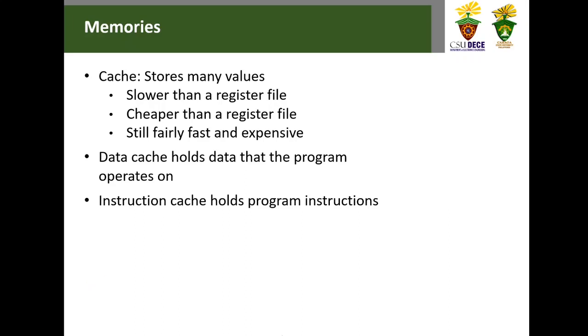So another type of storage elements are the memories. Under memory, we have cache. It can store many values, and it is slower than the register file. When we say slower, the register file I mentioned earlier can be accessed in half a clock cycle. The cache, compared to that, can be accessed in a full clock cycle. And cache is cheaper than a register file. It is still fairly fast and expensive compared to other types of memory, as we will see in the example later on.